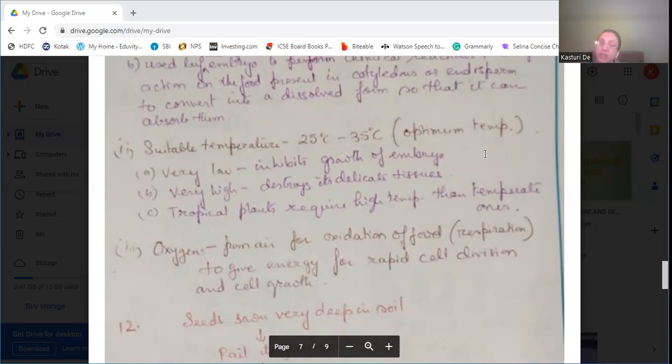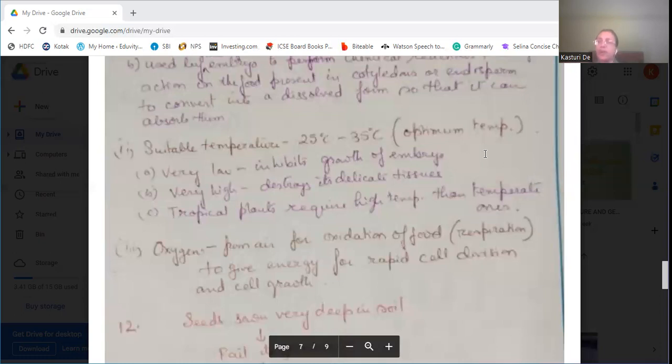Next, oxygen is required for germination. From the air, oxygen is absorbed. Why is oxygen absorbed? For respiration of the plant, that is, for oxidation of the food, so that the embryo gets the energy for rapid cell division and cell growth. So oxygen is required for respiration, and it is absorbed from the air, and also from the dissolved air inside the soil.